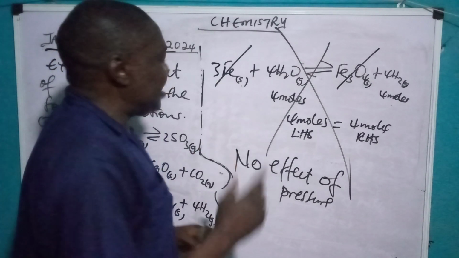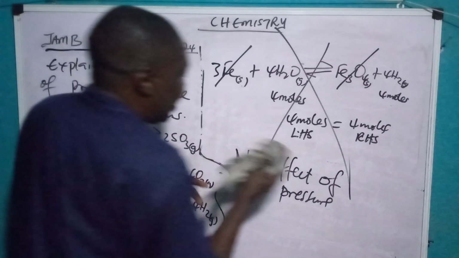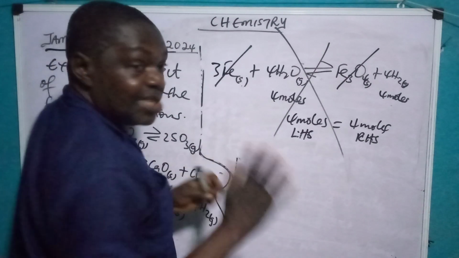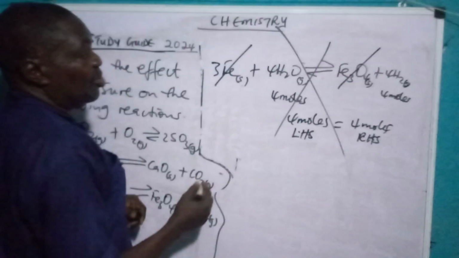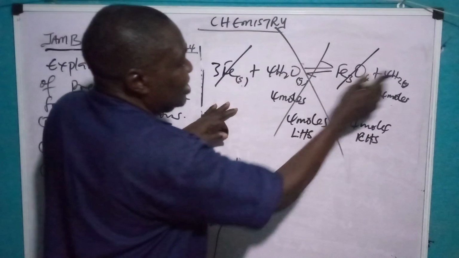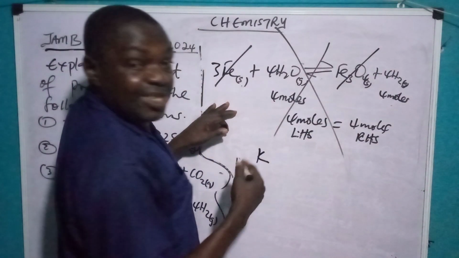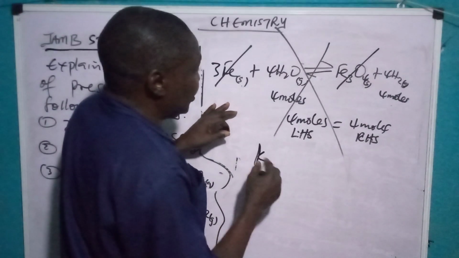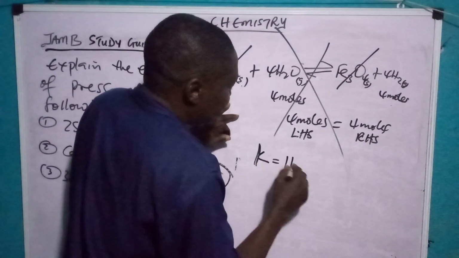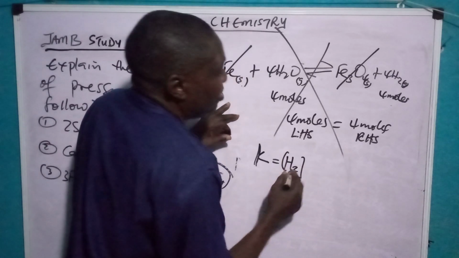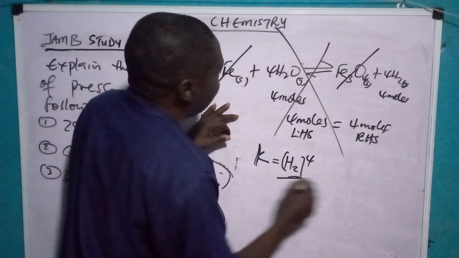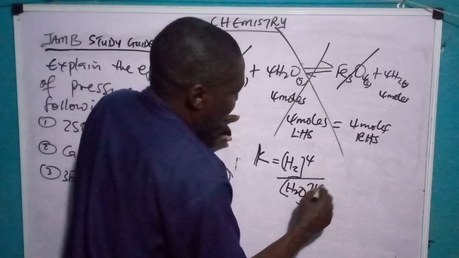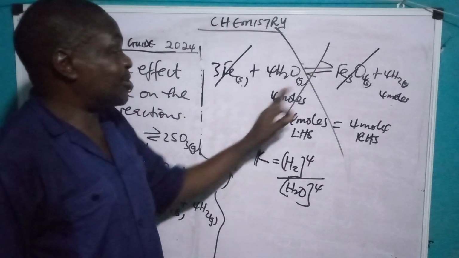So that reminds me, let's assume we want to write the equilibrium constant equation for this kind of reaction. This one will settle all the issues. We have already removed the solids. The next thing we are going to do is say K, either you call it KC or KEQ, whichever way, it is K. The equilibrium constant will now be the concentration of H2 over H2O to the power of 4. This is the equilibrium constant expression for this.